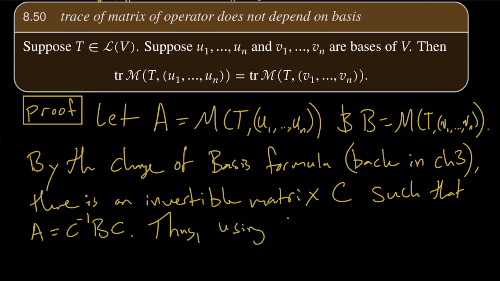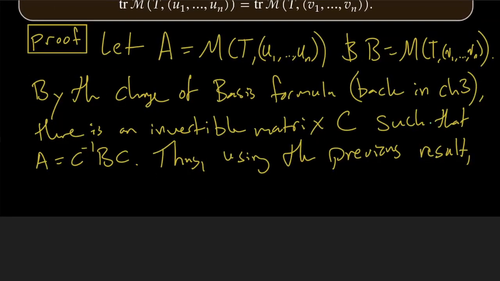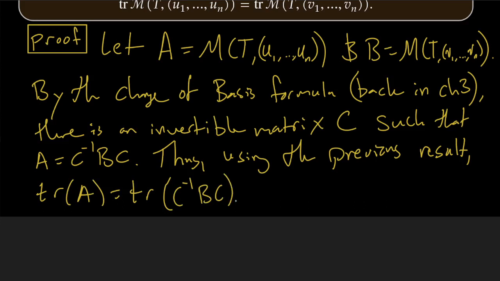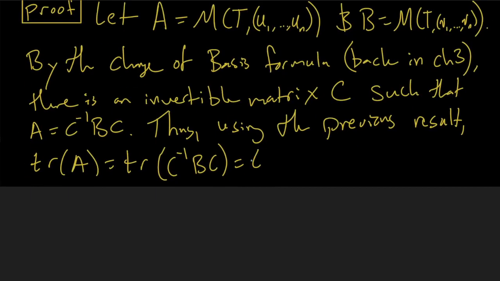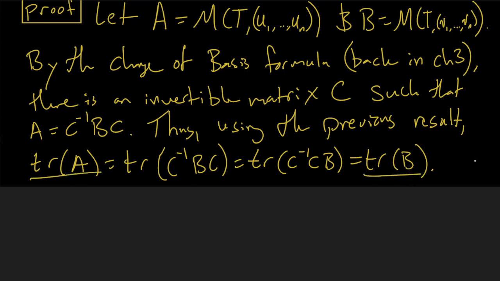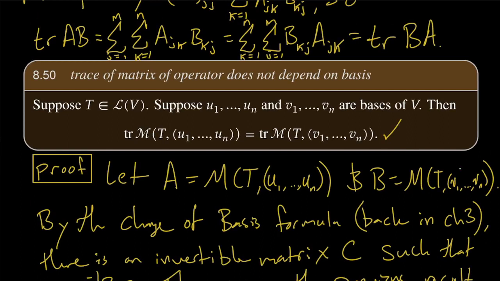Thus, using the previous result, the trace of A is equal to the trace of C inverse BC, which is equal to, well, using the previous result, it says we can flip order. This is equal to the trace of C inverse CB, which is equal to the trace of B. Hey, look at that. Trace A equals trace B. That's what we wanted to show.